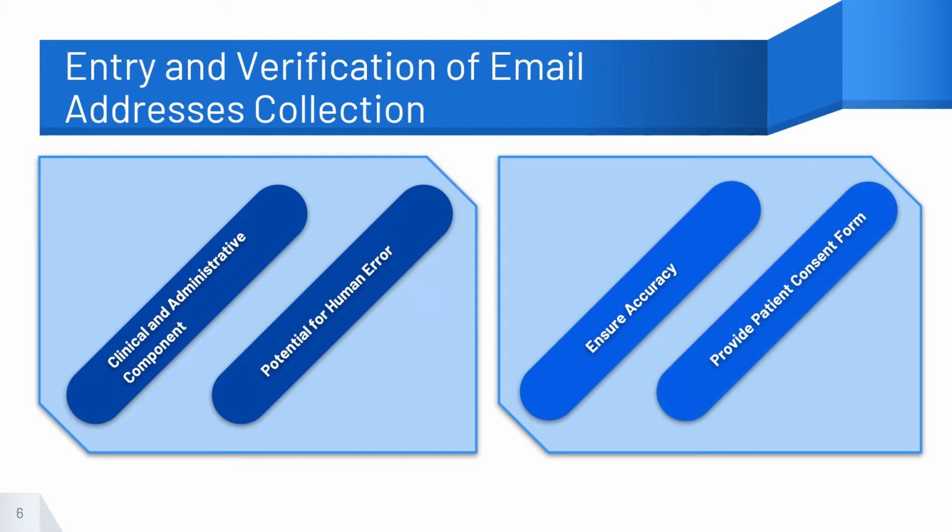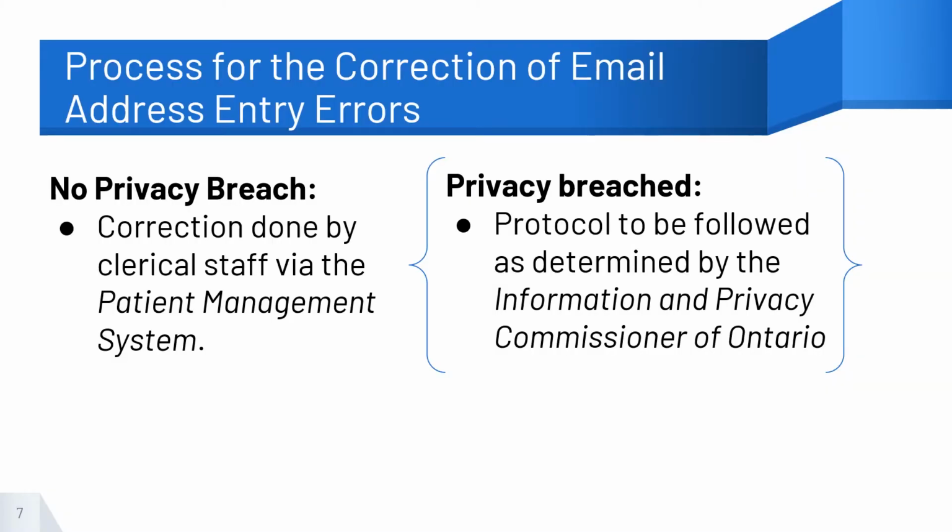To eliminate some of these errors, email addresses can be verified by having the patient complete a consent form on an electronic device such as a tablet. Once enrolled for electronic communication, a verification code or link can be sent to the email address provided. Correcting an email address can easily be done by clerical staff via the patient management system.